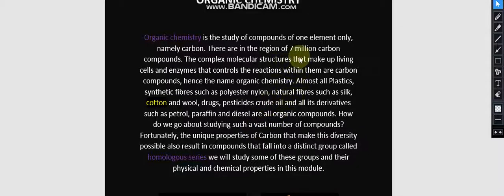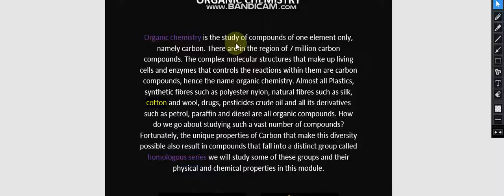So now, how are we going to study something that involves 7 million carbon compounds, to be specific, right? How are we going to study such variety?